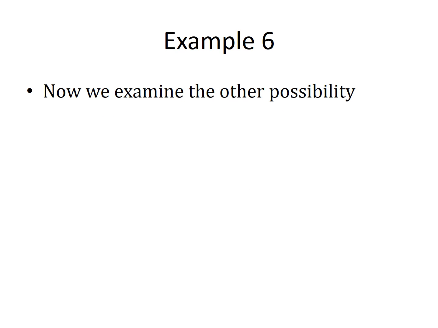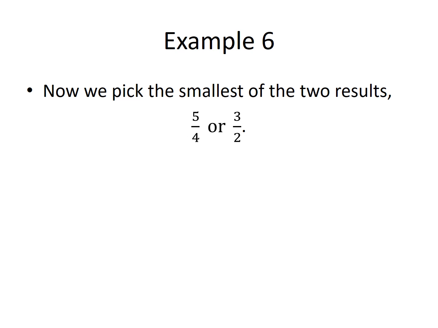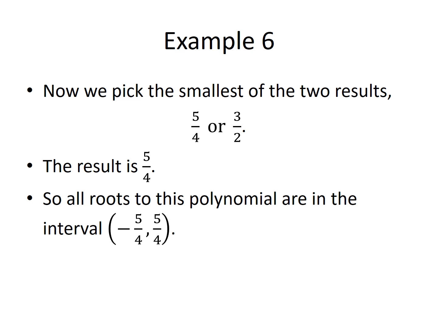Now we examine the other possibility given in the theorem. If we take the maximum of all of the coefficients after considering the absolute value and then add 1 to it, as shown here, we get 3/2. And now we pick the smallest of the two results. Which one's smaller, 5/4 or 3/2? In this case, the result is 5/4. So all roots to this polynomial are in the interval -5/4 to +5/4.